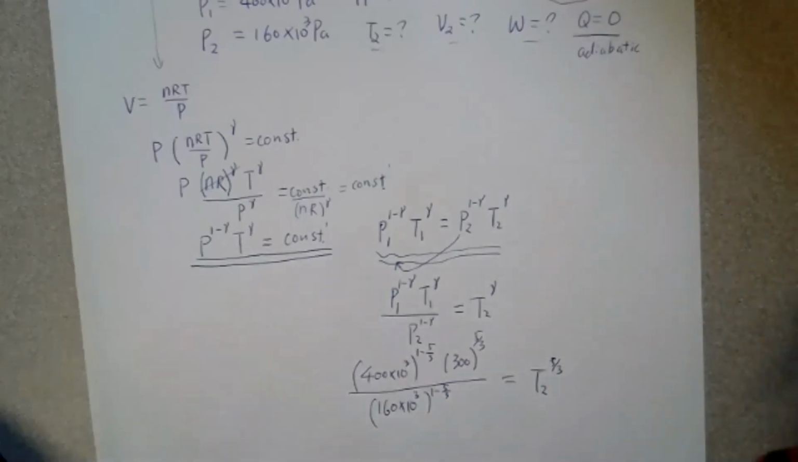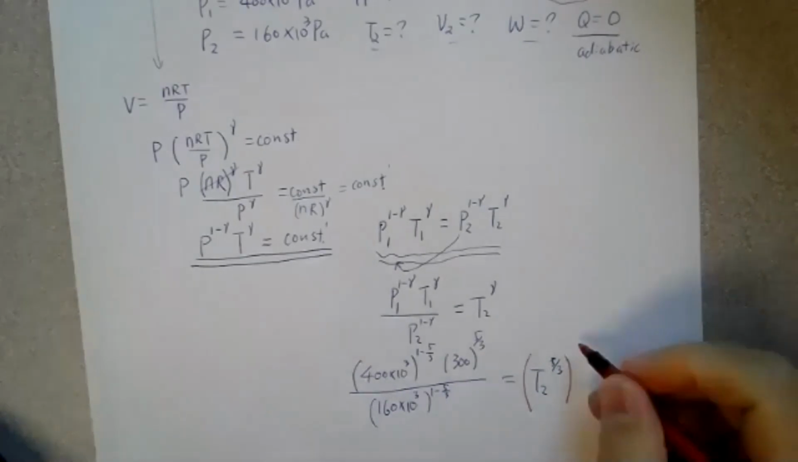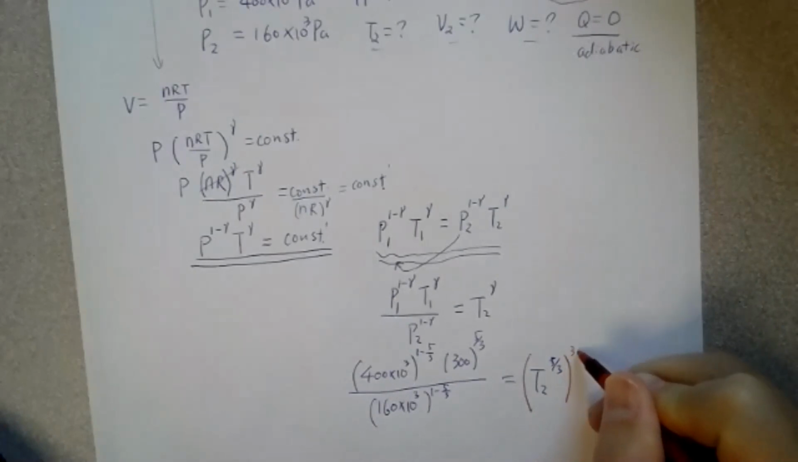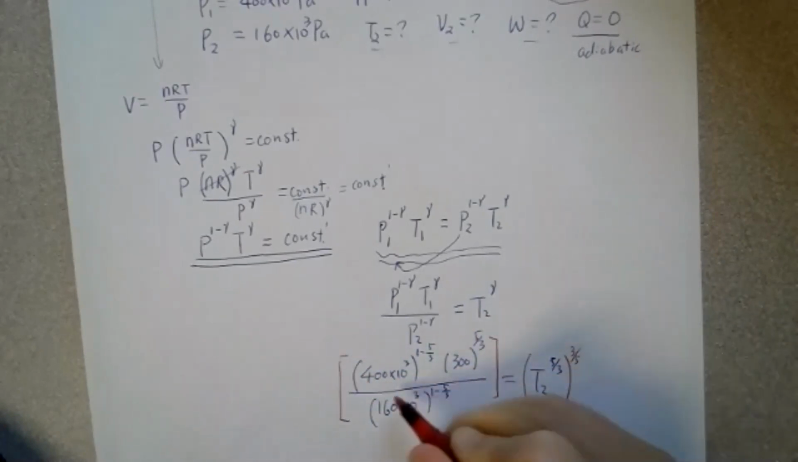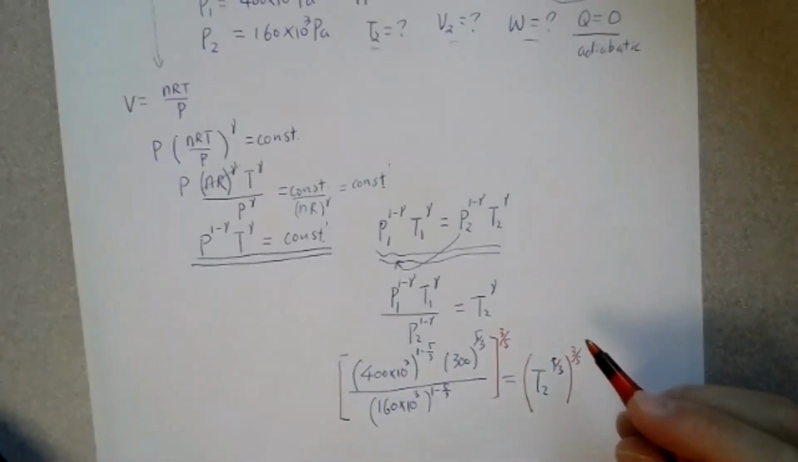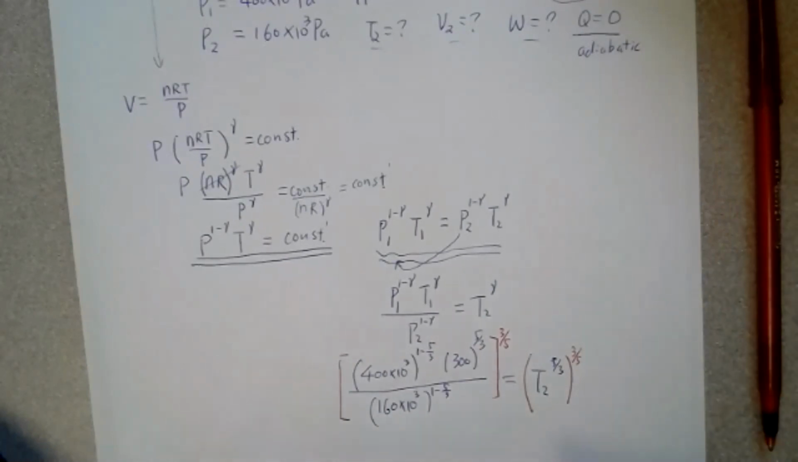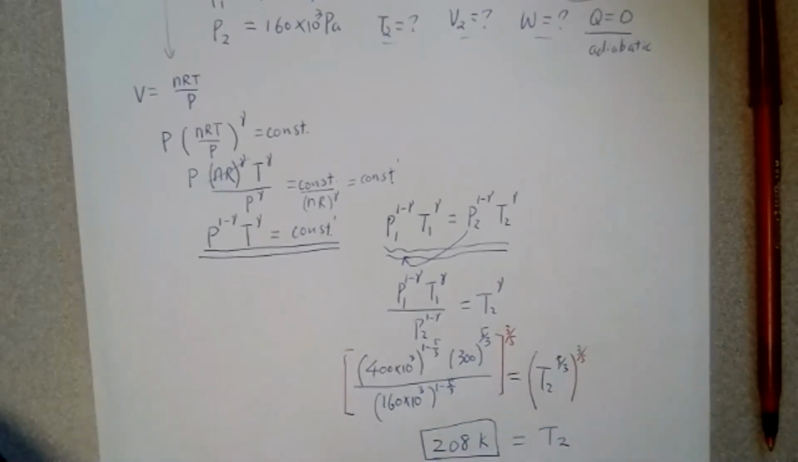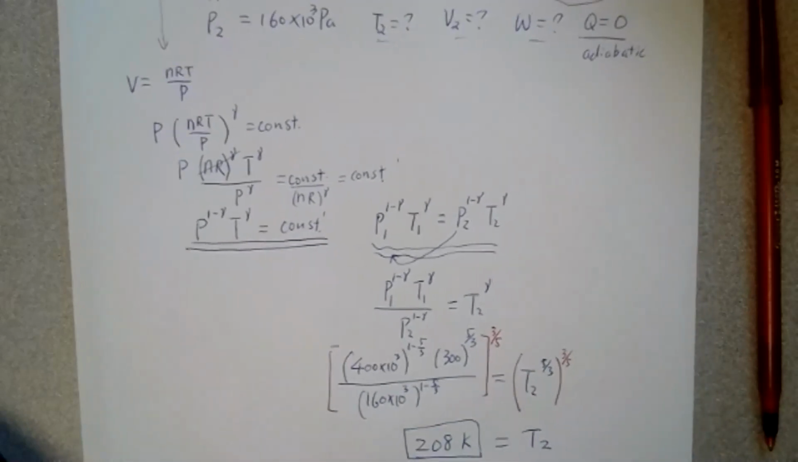Now to solve for T2, since this power is 5 over 3, you want to put the power of 3 over 5 on there. Then on this side, you calculate all this and raise it to the 3 fifths. In that way it will give you T2 on this side. Put all this into your calculator and you will get about 208 Kelvin. That will be your T2.